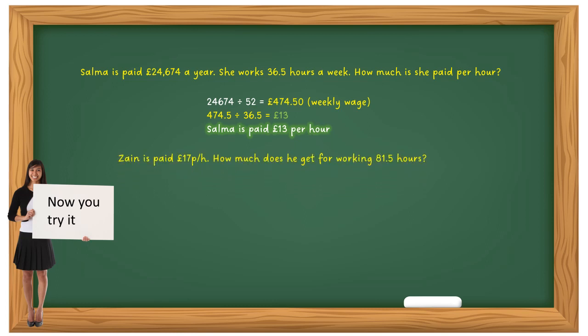Now Zain is paid £17 per hour. How much does he get for working 81.5 hours? Pause the video and have a go. So how did you do? 17 times 81.5 is £1,385.50. So Zain is paid £1,385.50 for 81.5 hours.